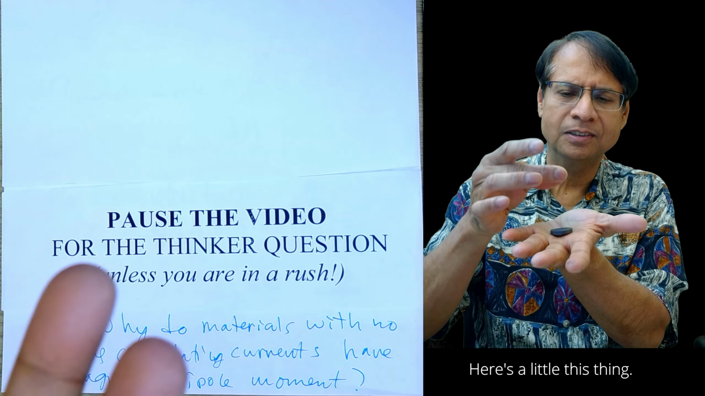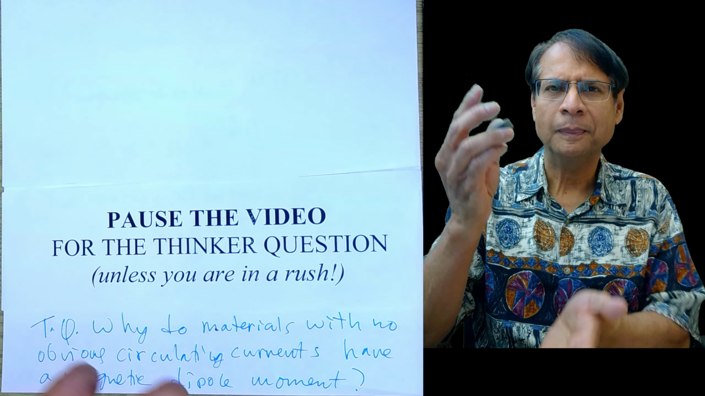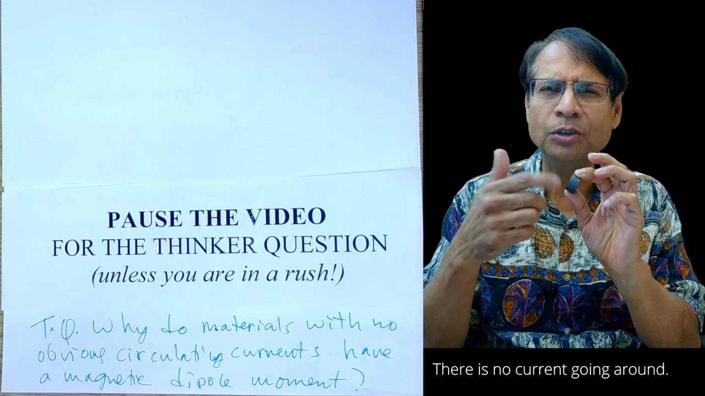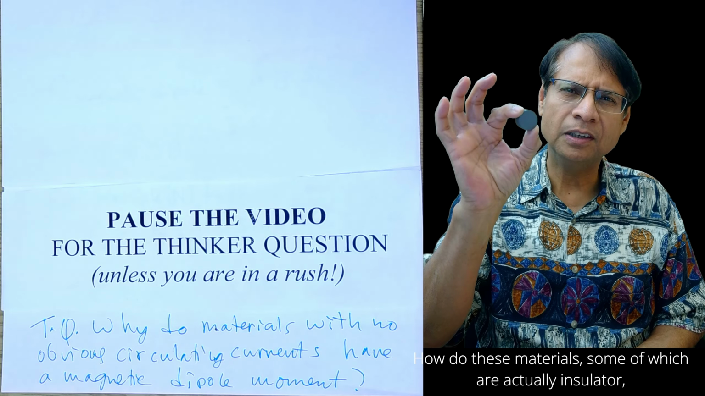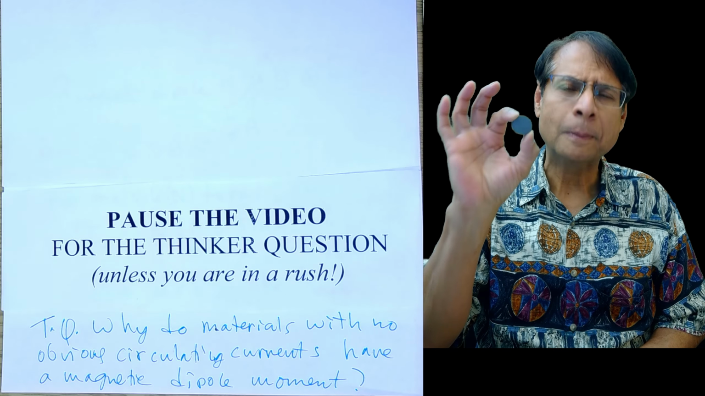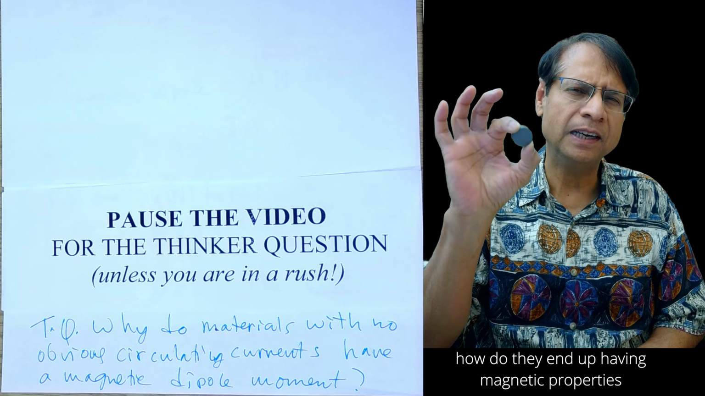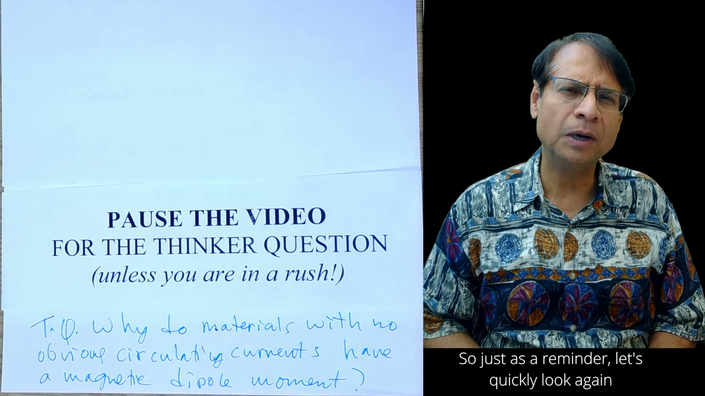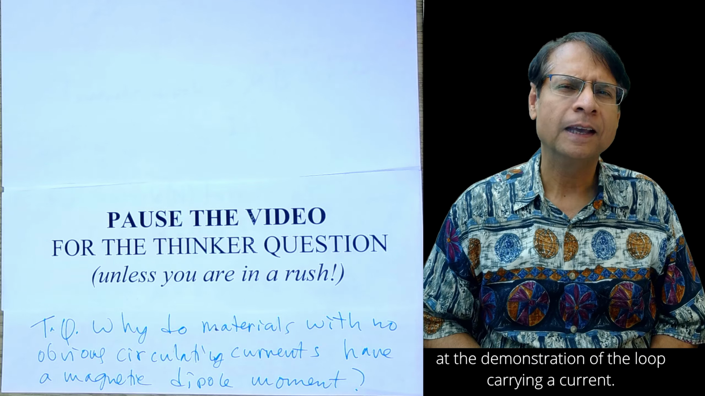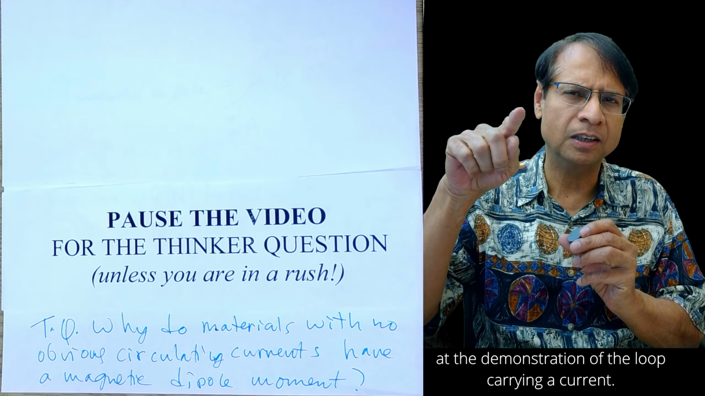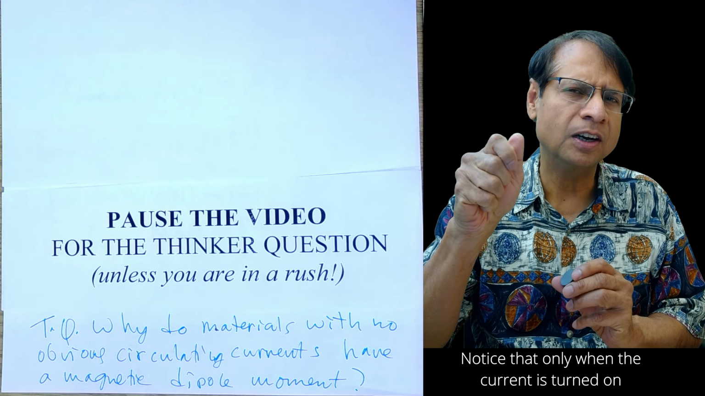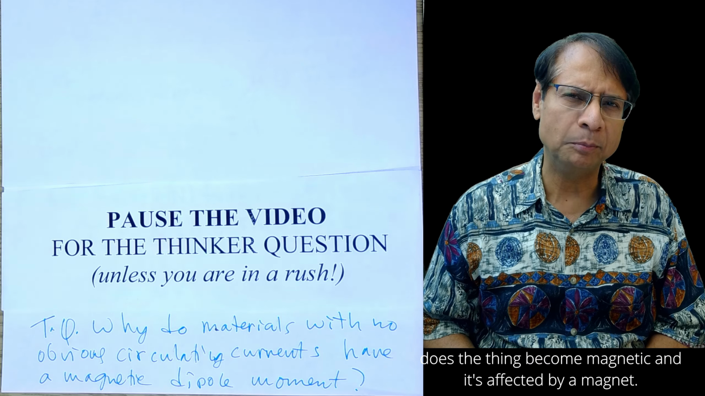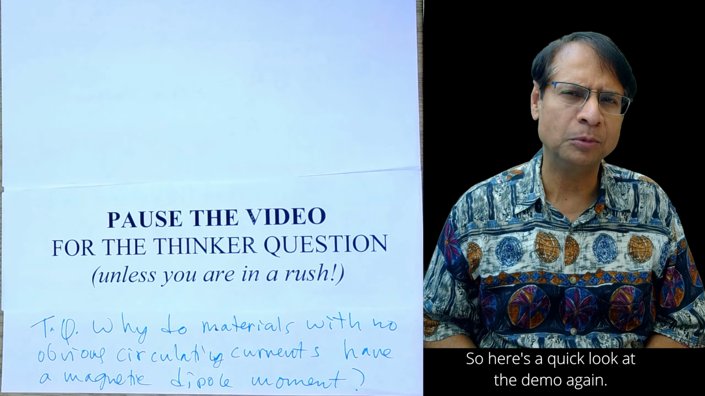So look at this. Here's a little thing. See how this thing hops up? But the thing is, I'm not connecting it to a battery or anything. There is no current going around. How do these materials, some of which are actually insulated, end up having magnetic properties with no supplied electric current? So just as a reminder, let's quickly look again at the demonstration of the loop carrying a current. Notice that only when the current is turned on does the thing become magnetic and is affected by a magnet. So here's a quick look at the demo again.